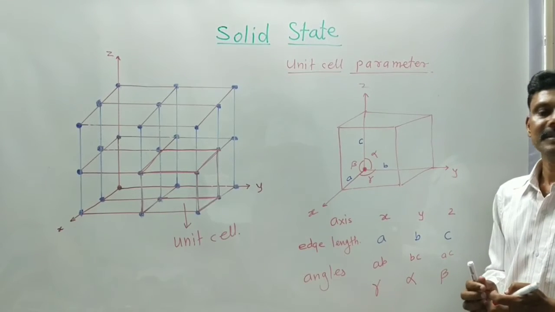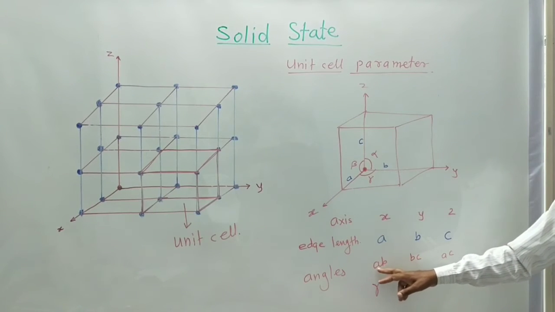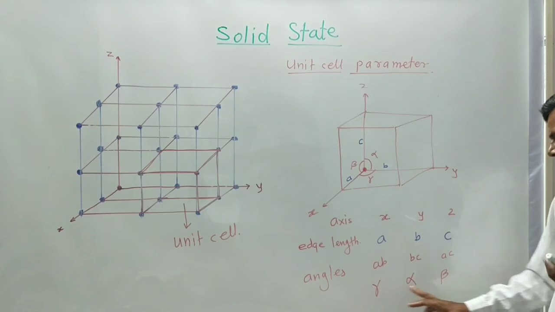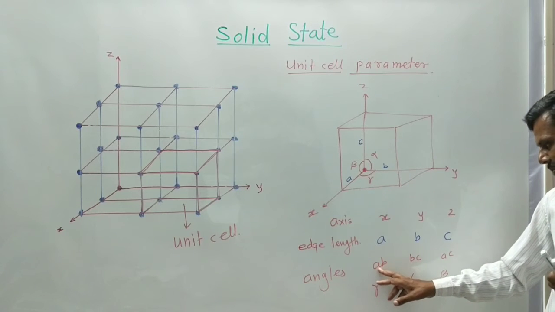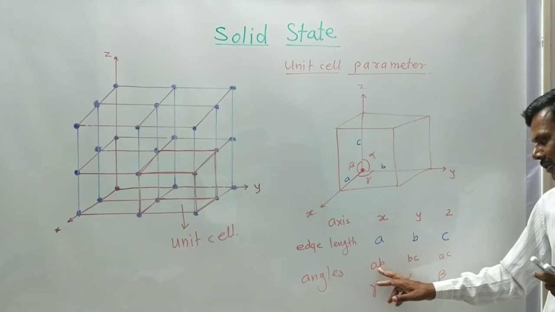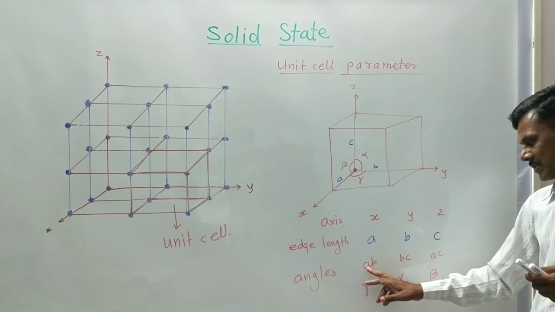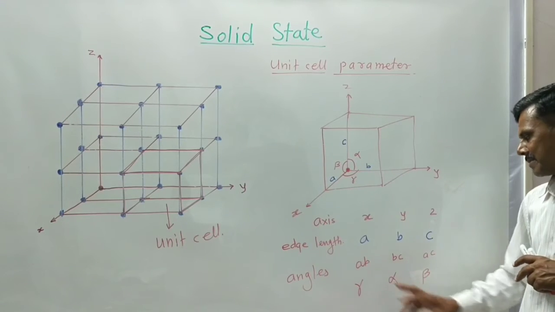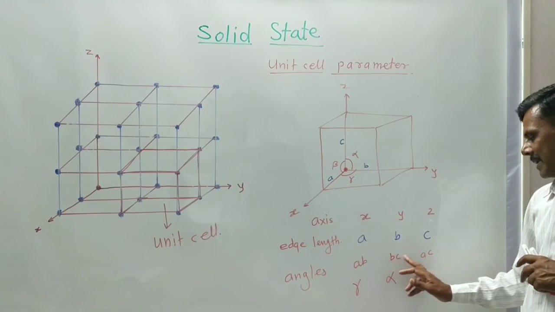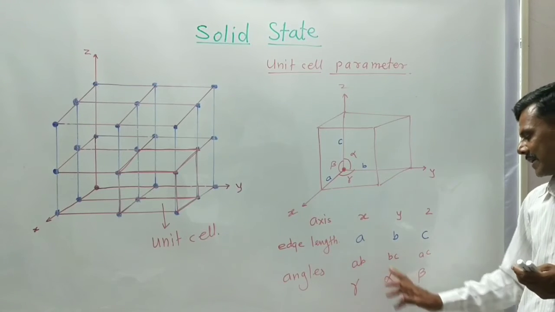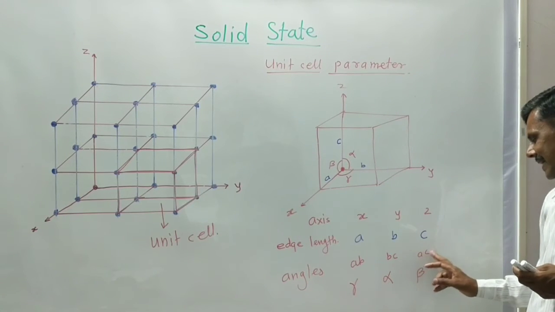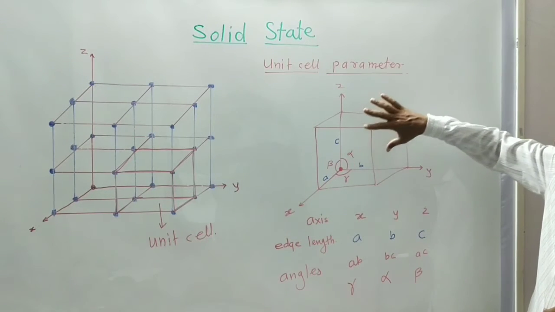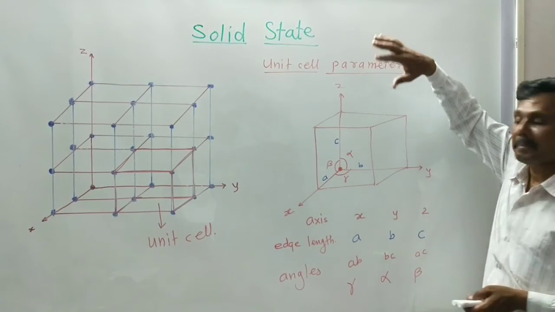So how to remember these angles? Let us consider alpha means A, beta means B and gamma means C. So we have to denote the angle between AB. AB, in which C is not there, so C means gamma. BC, A is not there, so A represents alpha. Here AC, B is not there, so the angle is beta. So these are the unit cell parameters.